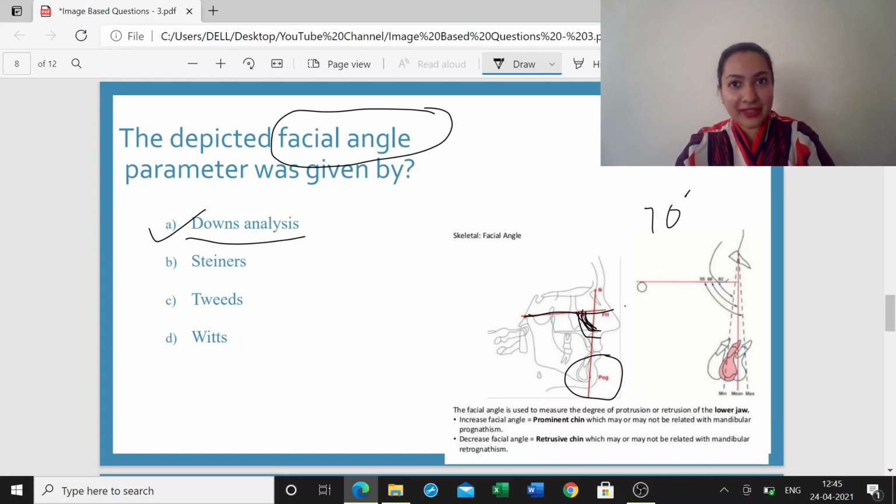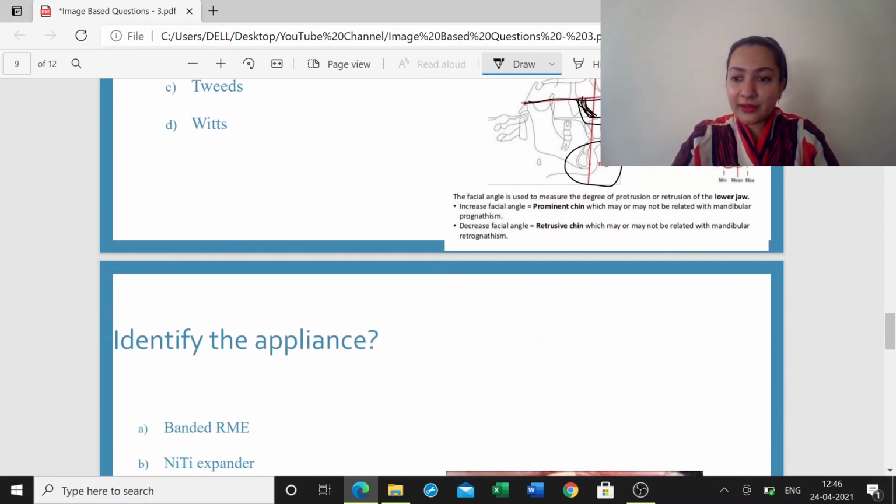Steiners is SNA, SNB, ANB thing. Tweeds triangle is already discussed, FMA, IMPA. And Wits appraisal was covered in my image based question part 1. So if you have known that, you can easily rule out Wits because that is the horizontal distance between AO and BO. Right?